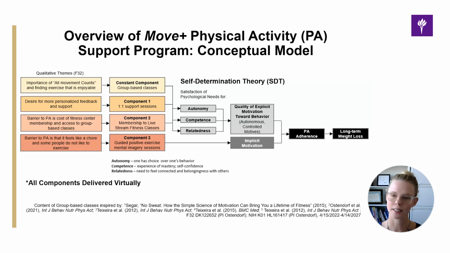And so we have a constant component where everyone's getting these group-based classes, and then we're testing 3 other components. That includes one-on-one support sessions, membership to live stream fitness classes, and access to guided positive exercise mental imagery sessions. And the goal is that all of these will help support the satisfaction of autonomy, competence, and relatedness, and that will lead to improvements in physical activity adherence and then long-term weight loss. And our goal is to deliver all of these components virtually.